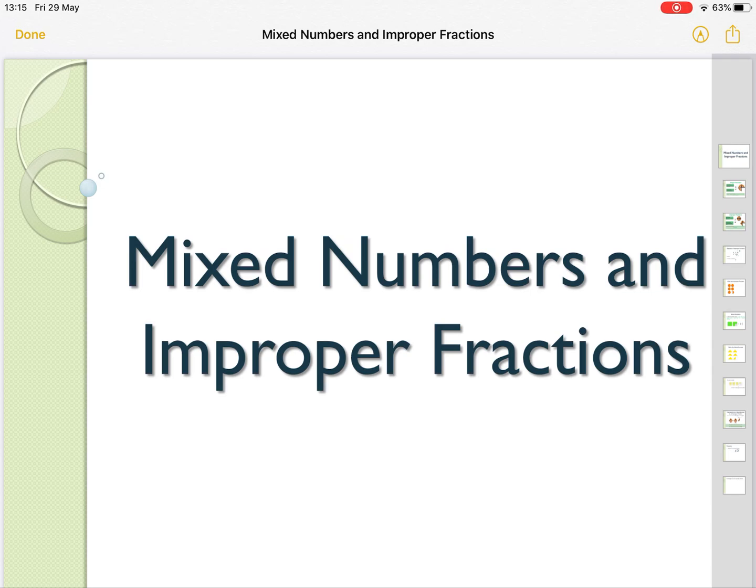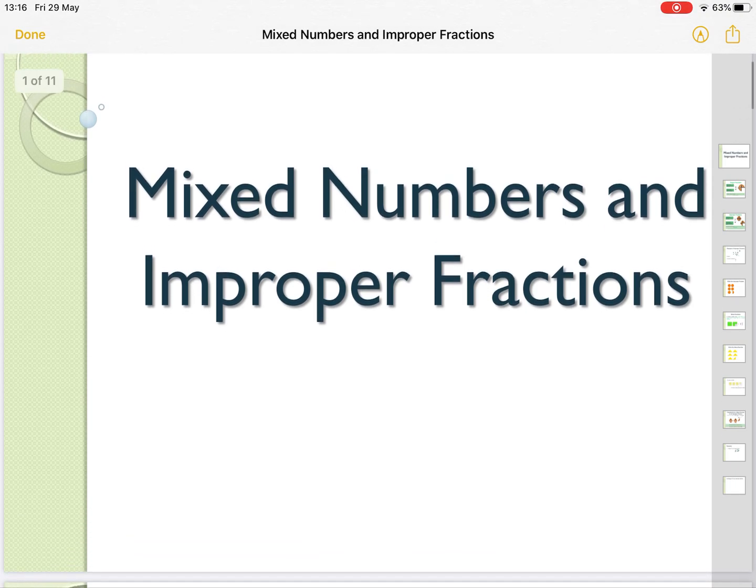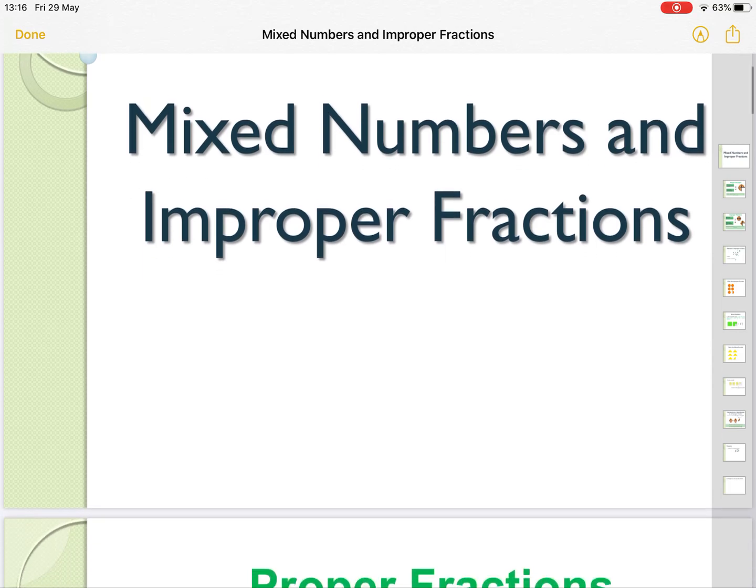We are going to understand together what is the difference between a mixed number and an improper fraction, and then understand how to change from a mixed number to an improper fraction. Okay? Then tomorrow we're going to do another lesson changing from an improper fraction to a mixed number, right?